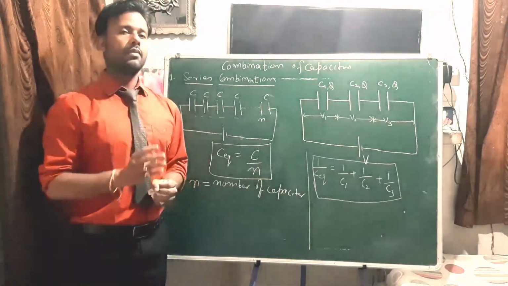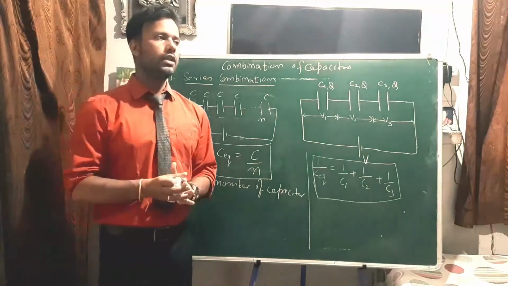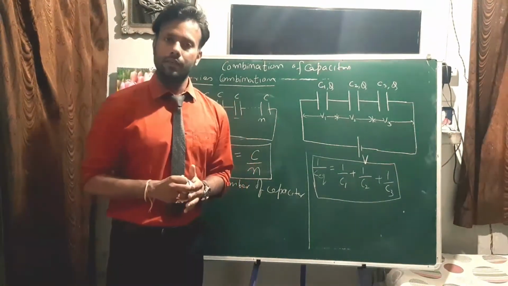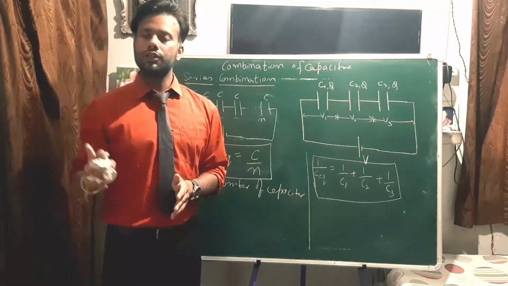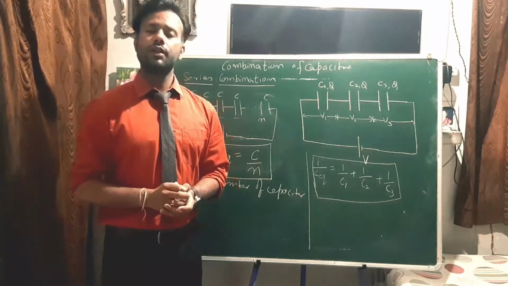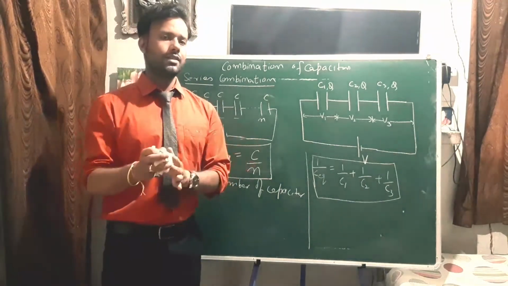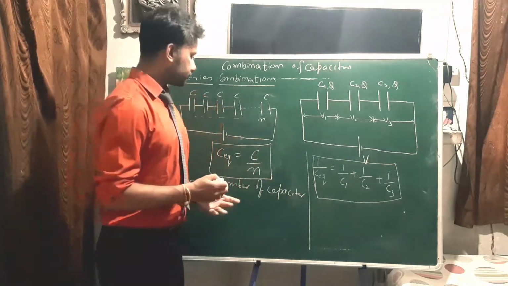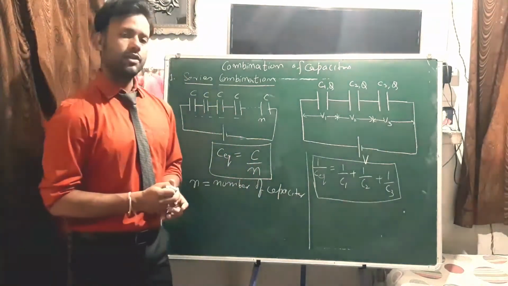The point to remember in this case is first that the charge on each capacitor always remains the same, and that will be equal to the total charge provided by the battery. Second, the voltage or the potential difference is different in each case. In each capacitance, the voltage will be different, and you can find it from this formula.